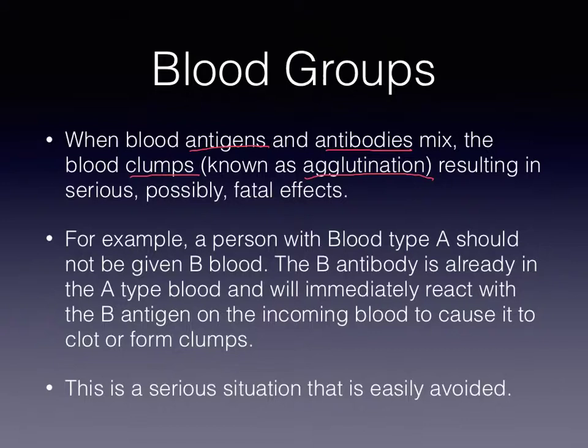For example, a person with blood type A should not be given B. The B antibody is already in A-type blood and will react with the B antigen of the incoming blood, and it will cause it to clot or form clumps. This is a serious situation that is easily avoided.